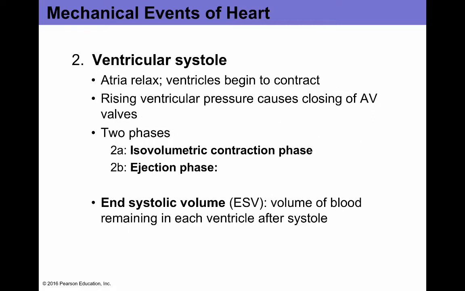Now, ventricular systole is going to happen when the atria relaxes. And this is when the ventricle is going to contract. This is going to increase the pressure, and that increased pressure in the ventricle is what's going to help close the AV or atrioventricular valve. And there are 2 phases within this: the isovolumetric contraction phase and the ejection phase.